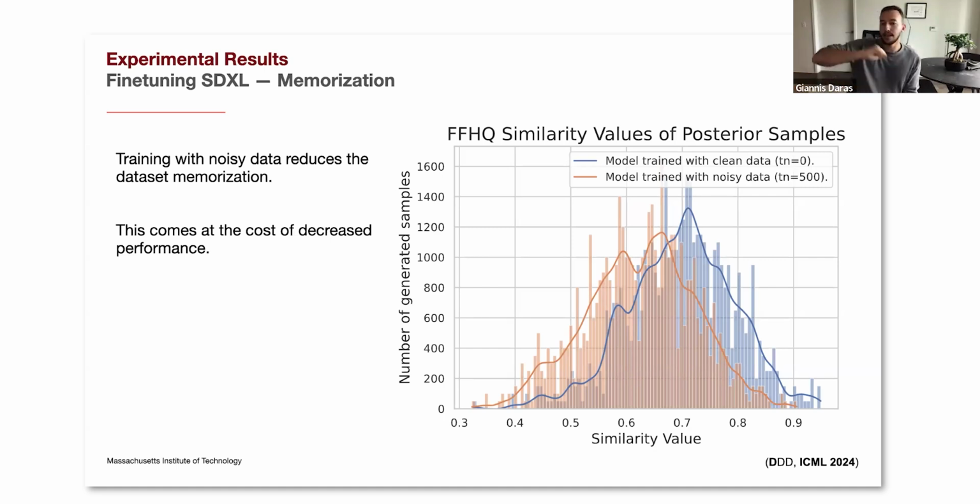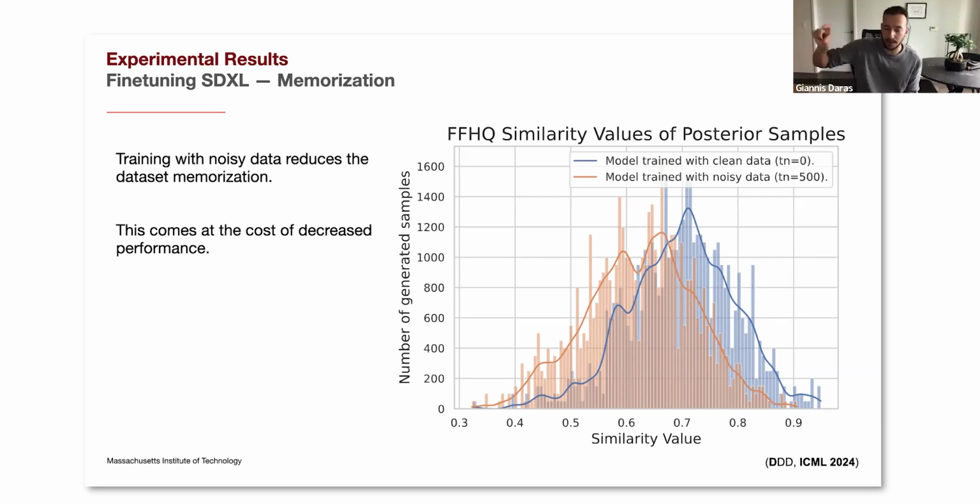What I do is generate 50,000 images from my model, and for each one of them, I look at its similarity to the nearest neighbor in the dataset, and I plot these similarity curves. The blue curve is what happens when you train with clean data. The orange curve is what happens when you train with noisy data. And what you can see is that the curve shifted to the left when I train with noise, and that's how you get this orange curve, which basically means that training with noisy data reduces memorization of the training set.